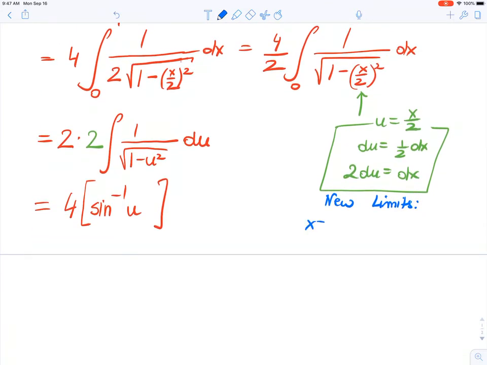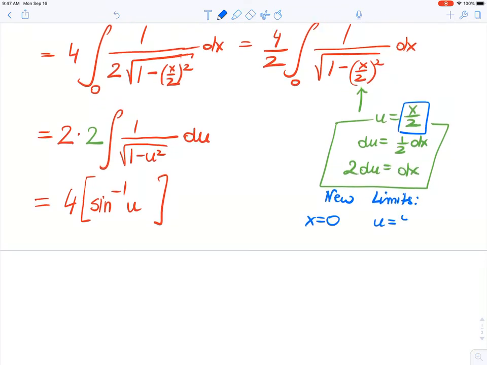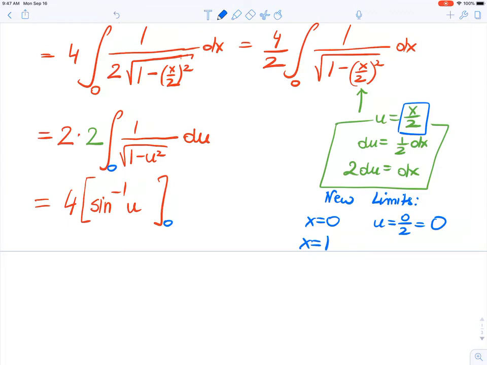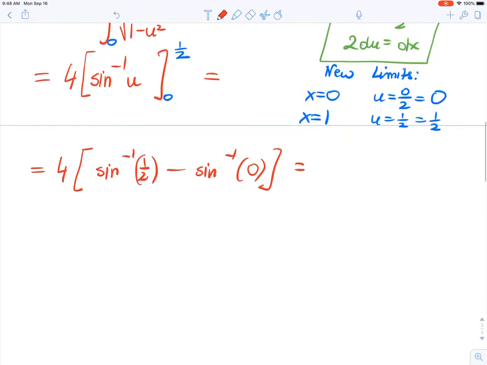Let's see. If x is 0, then I need a new limit corresponding u value, which will be x over 2, 0 over 2, which is 0, but it's my new limit. And for the corresponding x equals 1, u will be 1 over 2, which is half. Okay, so we do have new limits of integration. Let's apply the fundamental theorem of calculus, and I will substitute the upper limit minus inverse sine substituting the lower limit.